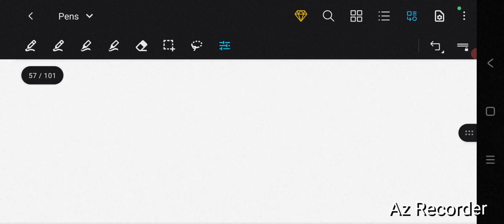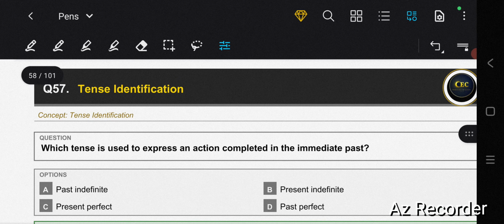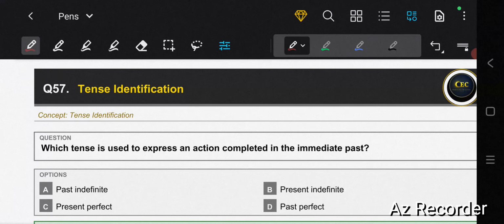Now we'll go for the next question, tense identification. Which tense is used to express an action completed in the immediate past? Immediate past means recent past. Recent past means completion, a completed action, an action completed in the immediate or recent past.